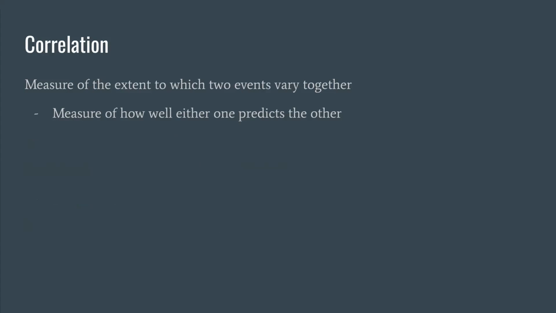When we talk about correlation, we are mathematically showing if those two things, the two events, are moving together or not. We'll delve into more, but know that it can also mean how well, if we have two events, either one predicts the other.